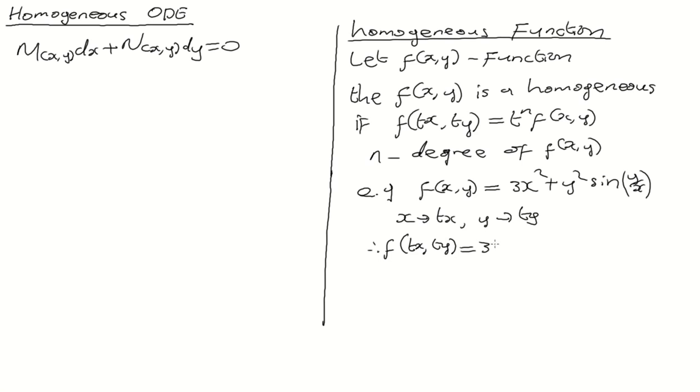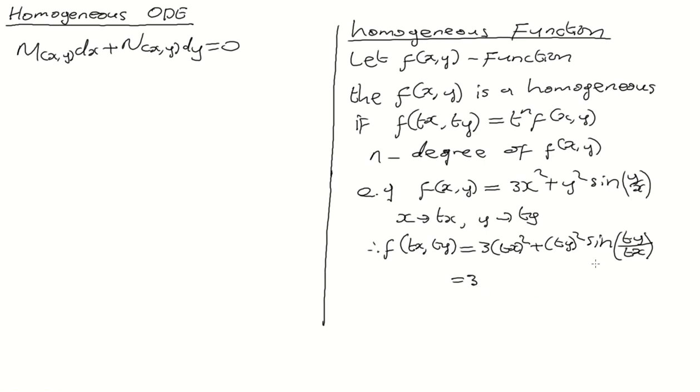Therefore, this will be 3. So we have x squared, therefore we have tx squared, plus we have y squared, therefore it's ty squared. Sine, we have y, therefore it means it's ty, over x, therefore it means it's tx. Okay, so this is what we have.